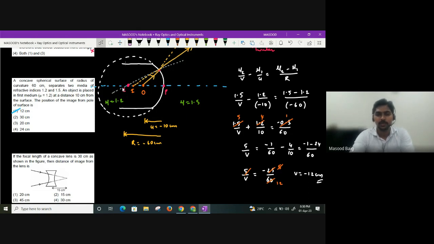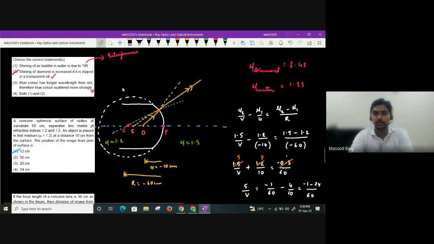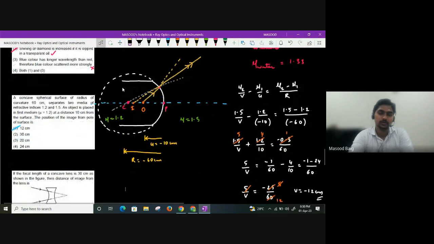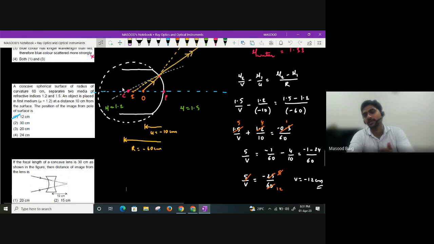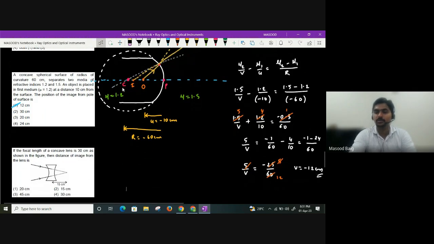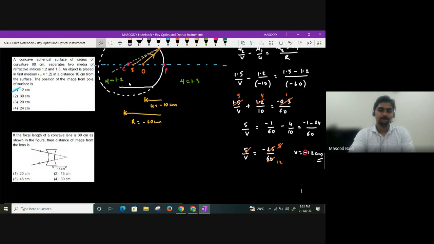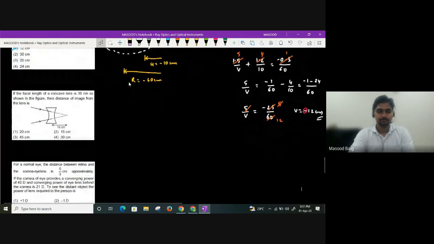Understood how to apply refraction at spherical surfaces? Mu 2 by V minus mu 1 by U is equal to mu 2 minus mu 1 by R. The very important thing is to identify the sign conventions. Here, object distance and radius of curvature are being measured opposite to the direction of incident rays, so they should be taken as negative. I have not substituted the sign convention of image distance, but in the end, I am going to get the sign also. What did we get? You got negative. It means the image will be lying to the left side again. Clear, all of you? Understood? I hope it is clear.